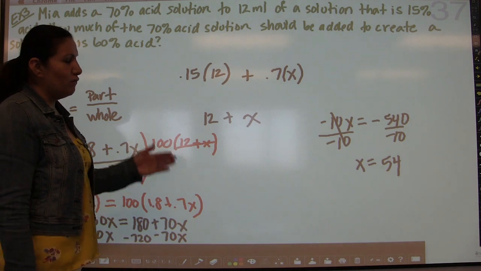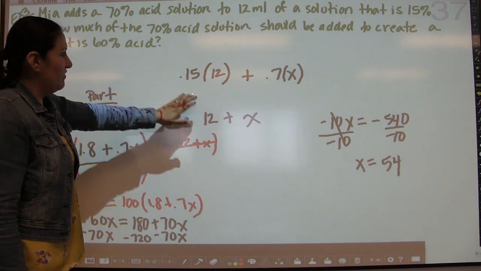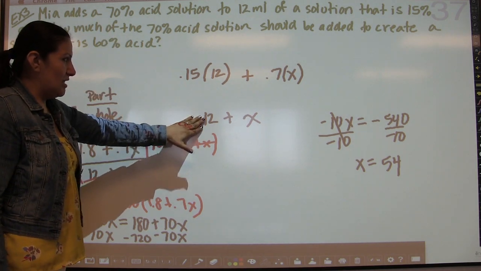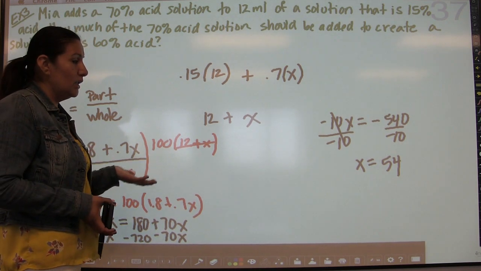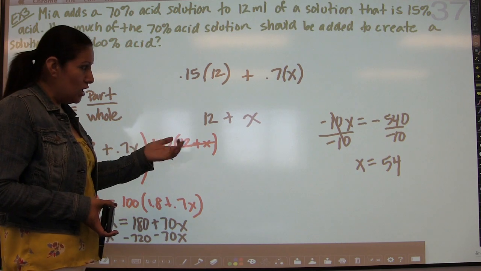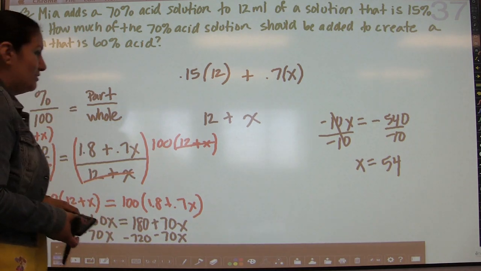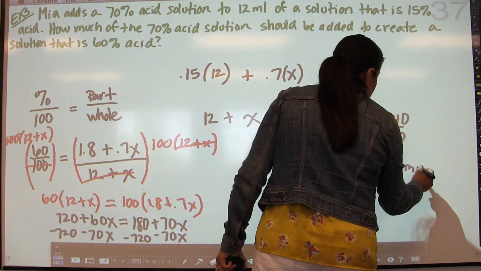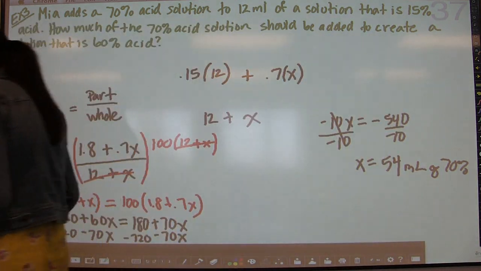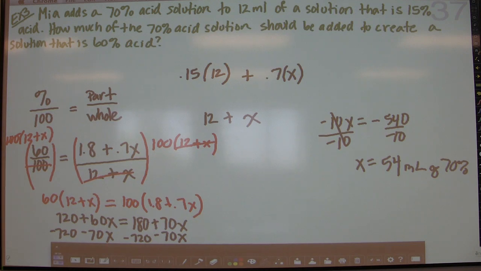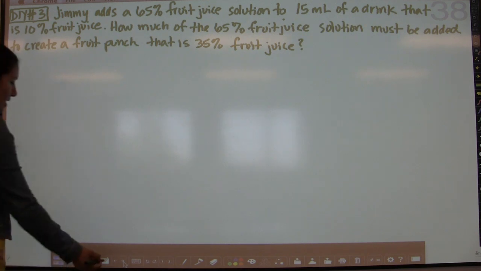We have to add 54 milliliters of the 70% solution to the 15% solution, and then we'll end up with a 60% solution. And by the way, once you add 54 milliliters of the 70% solution, you'll end up with 12 plus 54 milliliters total solution. All right, so the answer here is 54 milliliters of 70% solution to your existing 12, and then you will have your 60% solution. So now you can try this little guy in much the same way, and then we're going to go to a distance problem.